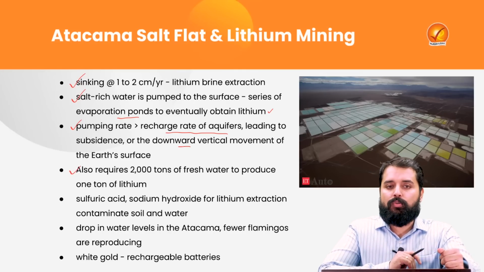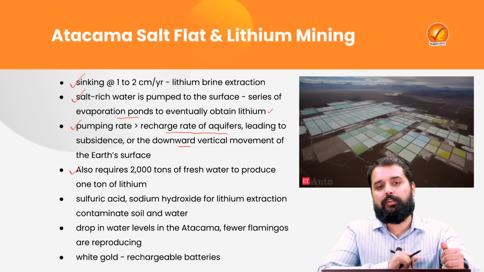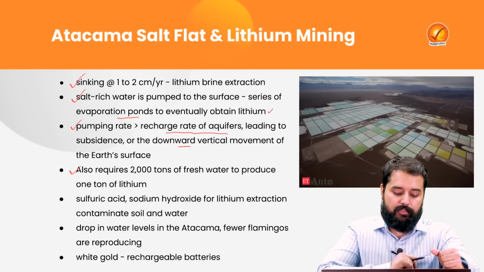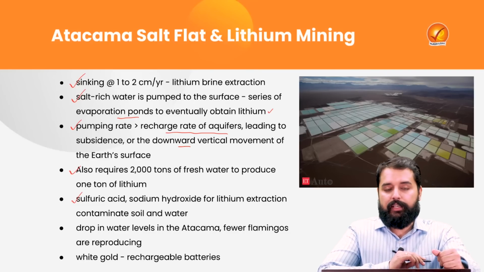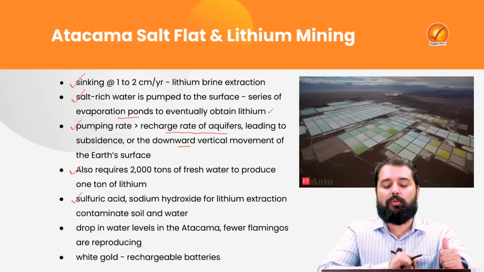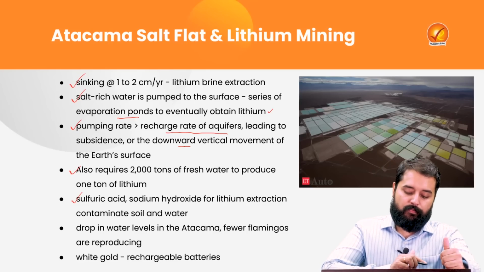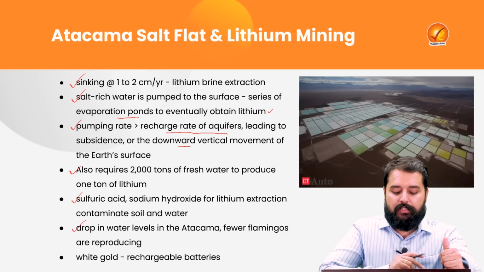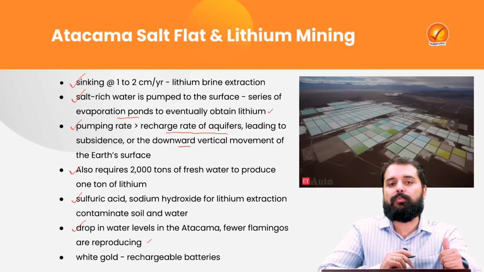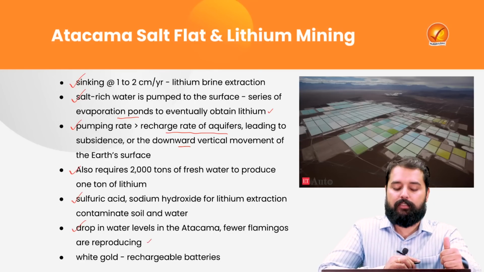Also, it requires about 2000 tons of fresh water to produce 1 ton of lithium. This is causing water scarcity in the already water scarce region, especially the Atacama Desert. Plus, it uses sulfuric acid and sodium hydroxide for lithium extraction, and their leaching leads to contamination of soil and water also. This drop in water levels in Atacama has other side effects. For example, fewer flamingos are reproducing there and the population of flamingos has come down.